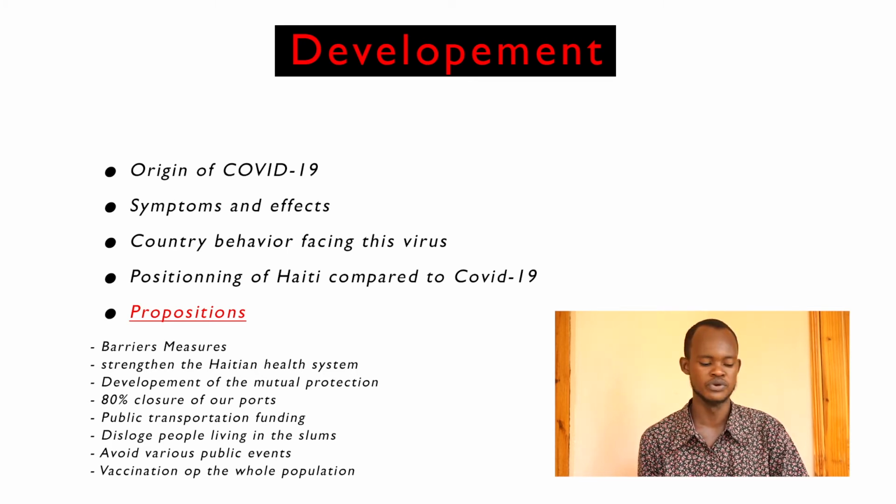Appeared in November in the Chinese province of Hubei, COVID-19 is the last born of the coronavirus family. It is a very contagious virus. In a few months, it contaminated millions of people around the world and caused the death of several thousands of them.